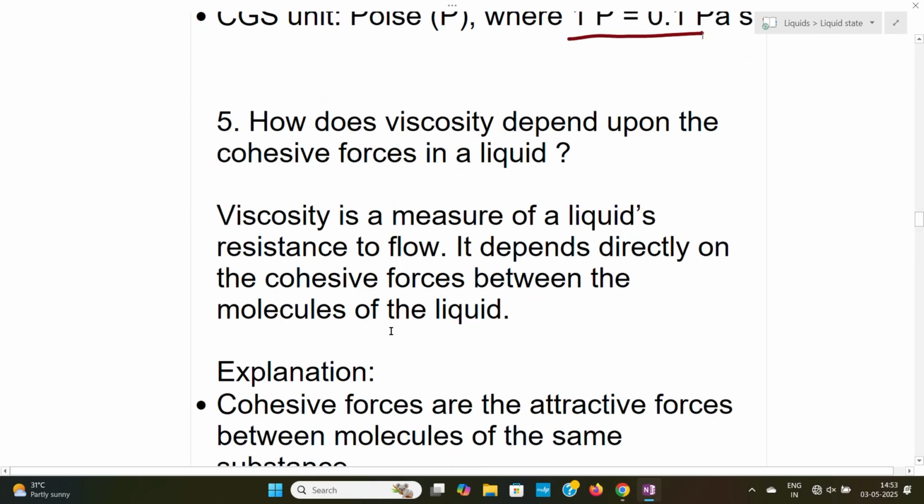Next question, how does viscosity depend upon the cohesive forces in a liquid? The explanation is, viscosity is a measure of a liquid's resistance to flow. It depends directly on the cohesive forces between the molecules in a liquid.